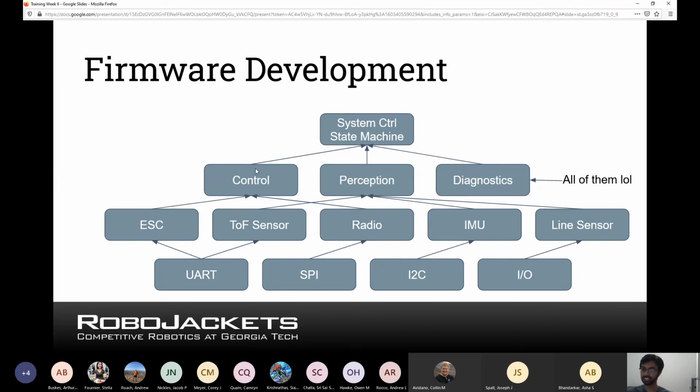And then you can group all of these different subsystems of the robot into the different groups: control, perception, diagnostics. And control will use the motors. You're trying to get the robot to move. Perception, it's going to more importantly use the sensor data, such as the time of flight sensor, the line sensor, to get an idea of what the robot is doing and where it is. And then lastly, diagnostics needs to take in information from all of them because it's used for debugging.